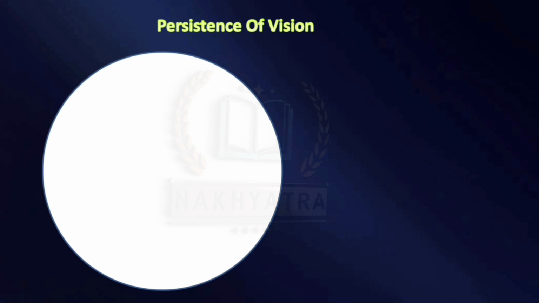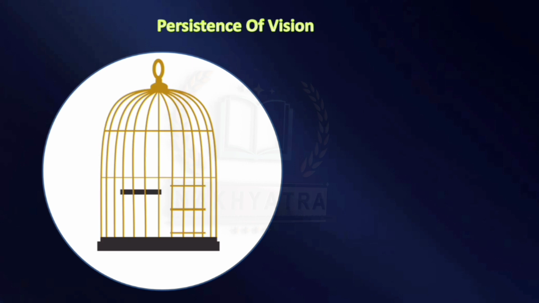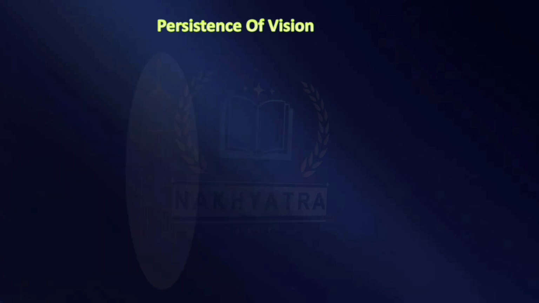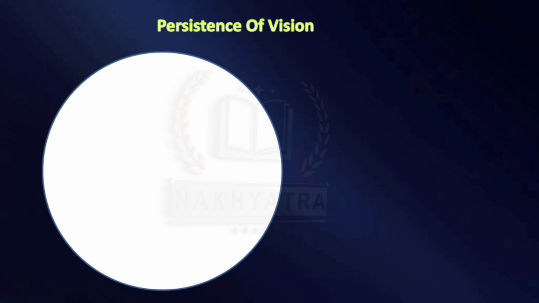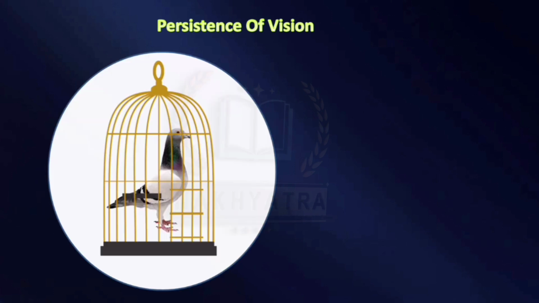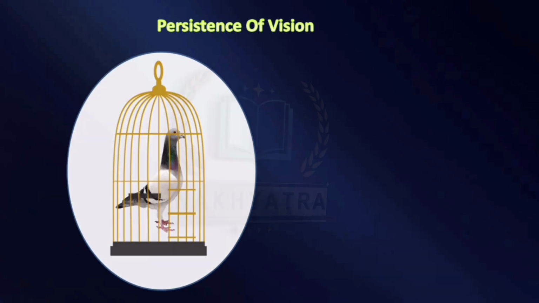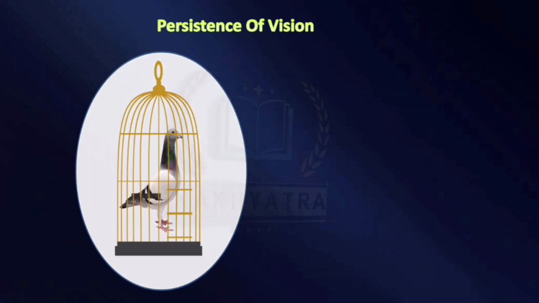So take a plain cardboard. Now on one side of the cardboard, you can either draw or paste the cage. Can you see here? Okay, now on the other side of the cardboard, similarly you can draw or paste the bird. Now rotate the cardboard and observe closely. Can you see the magic? Yes, you can see the bird inside the cage, right?